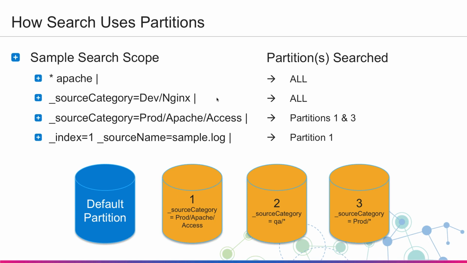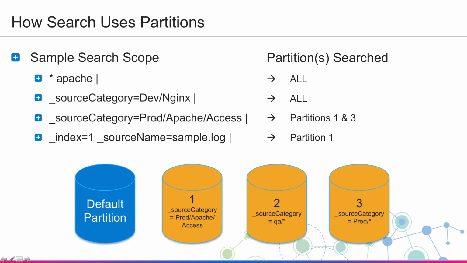Here's what actually happens. If you run a search for star space Apache, it will try to find these keywords across all of these partitions, because this is a star search, first of all, so it's got to look across all of your data. In the second example, because you're searching for a source category that hasn't been defined in any of the existing partitions, it's also going to be searching through all of your data and all of your partitions.